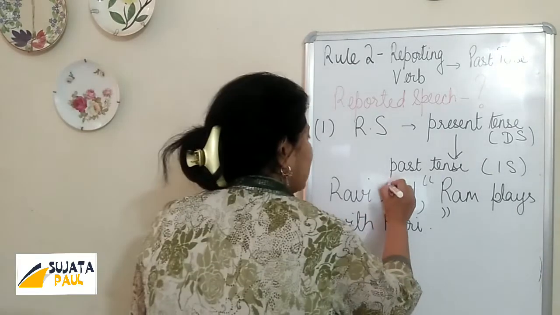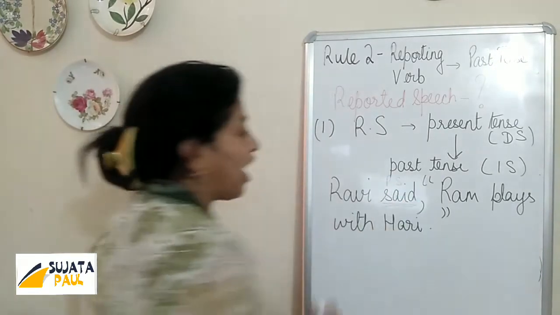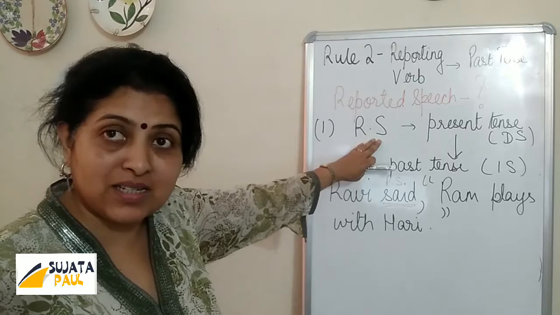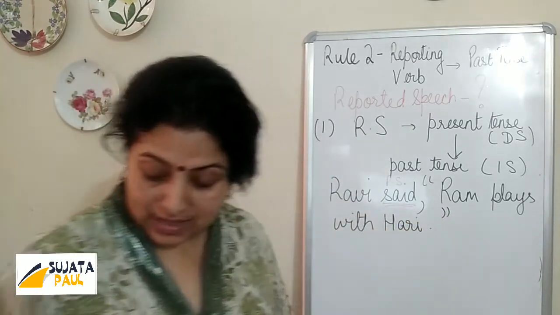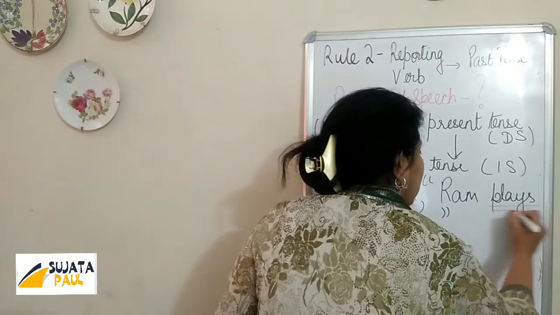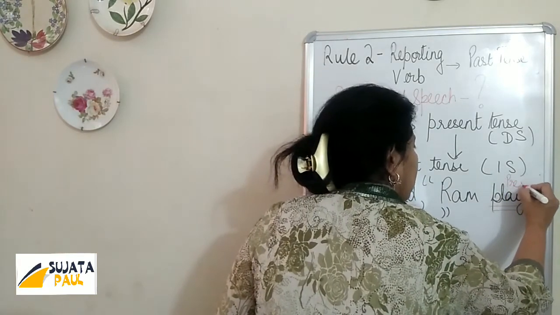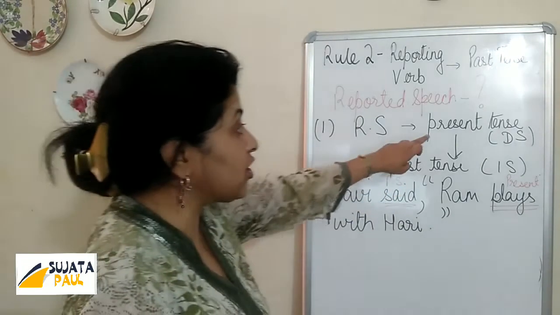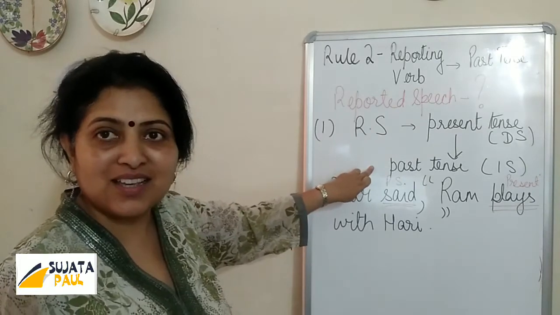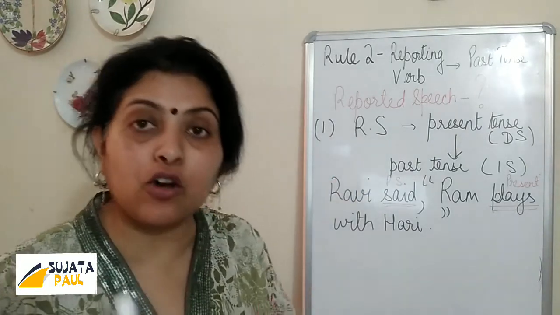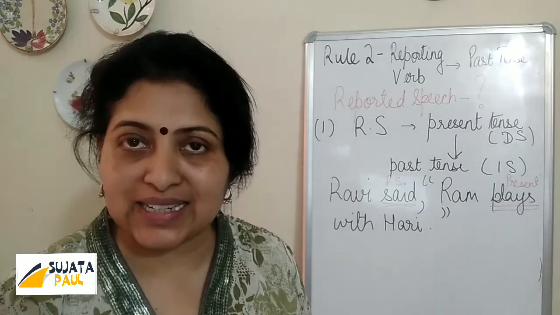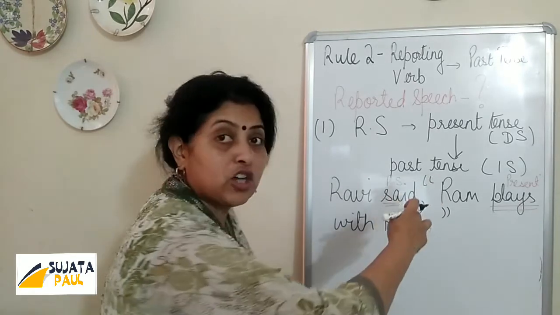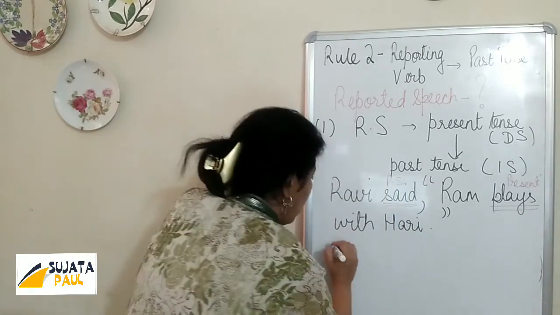Now because this is in the past tense, I will then check whether the reported speech is in the present tense. So Ram plays. This means plays is the present tense, right? So this will change into past tense. So what is the past tense of play or plays? It is played. So this was my direct speech. Now my inverted comma and comma has to go.